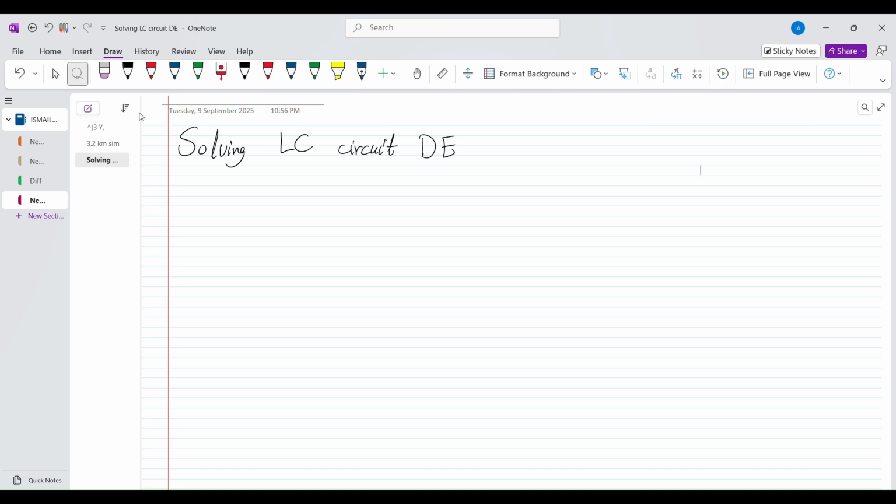In this video, we will solve the differential equation for the LC circuit. In fact, solving the differential equation itself is not a hard task. The harder task is to form the differential equation. So let's start. Let's first draw an LC circuit.